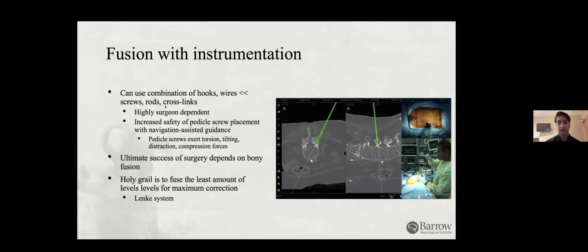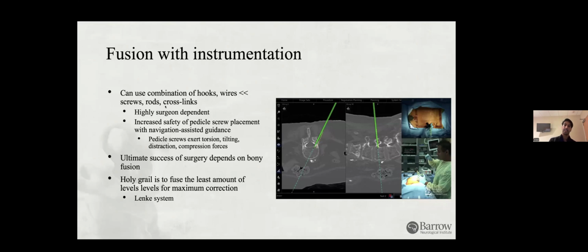Compared to prior devices, screws really allow us to exert a lot of different forces on the spine and help contort it the way that we would like the spine to grow. So this includes torsional forces, tilting, distraction, compression. So we have a lot of tools at our disposal now with the use of these screws and rods to contort the spine.